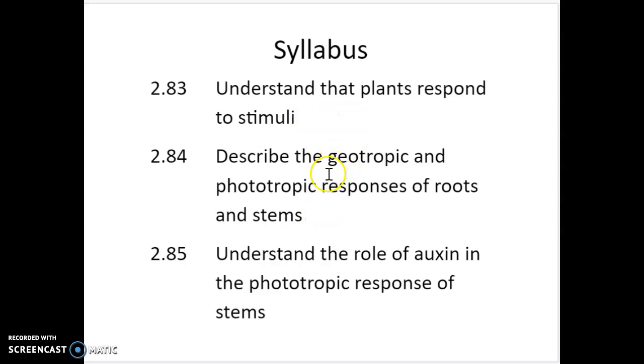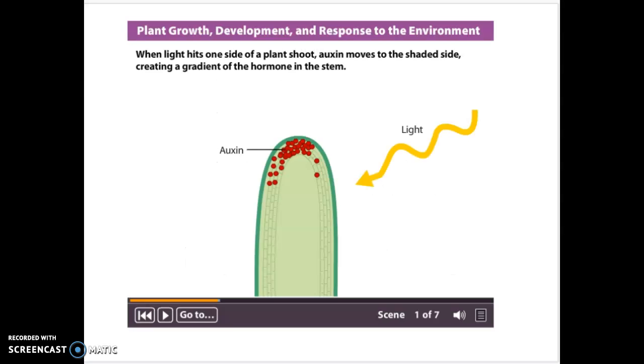There are two things we need to look at, one called geotropic and the other phototropic, and we're going to look at that in roots and in stems. You need to understand how auxin, which is a plant hormone, works in the phototropic response of stems. We've got this here about geotropism, but we need to see how auxin works in phototropism.